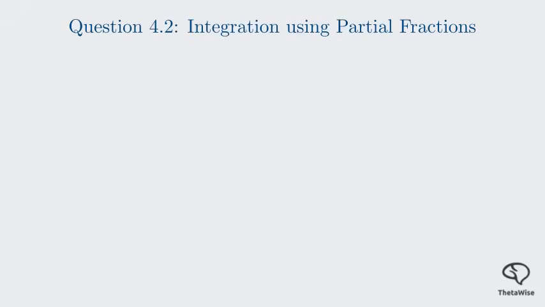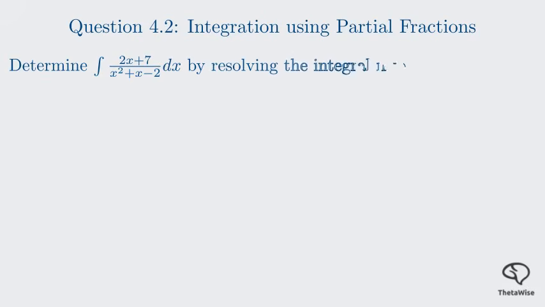Our final question for today, question 4.2, asks us to integrate another rational function, but this time using a different method. We need to integrate the quantity 2x plus 7 divided by x squared plus x minus 2. The problem specifically asks us to do this by first resolving the integral into partial fractions. This method is used to decompose a complex fraction into a sum of simpler fractions, which are easier to integrate.